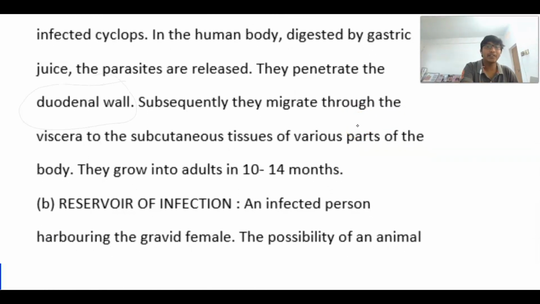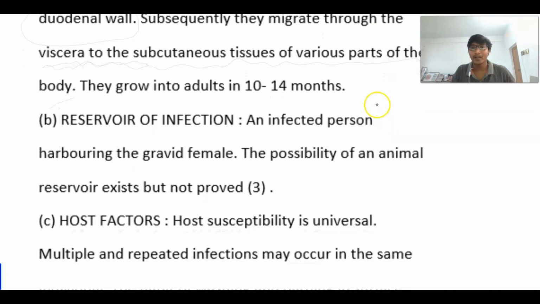They penetrate the duodenal wall, and subsequently they migrate through the viscera to the subcutaneous tissues, to various parts of the body, and it will take about 10 to 14 months. So as I said, on average it will take a year to develop in the body.